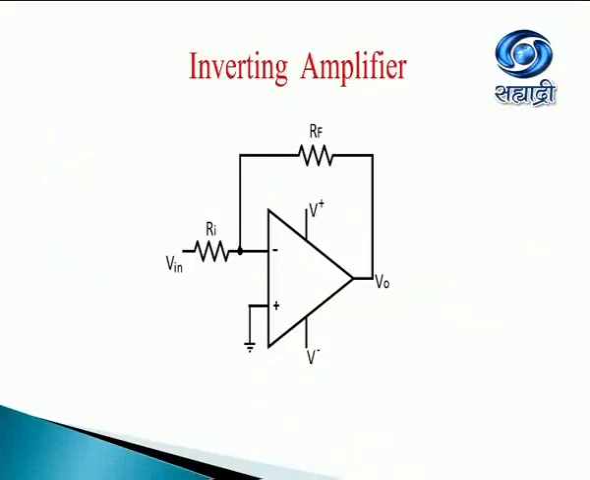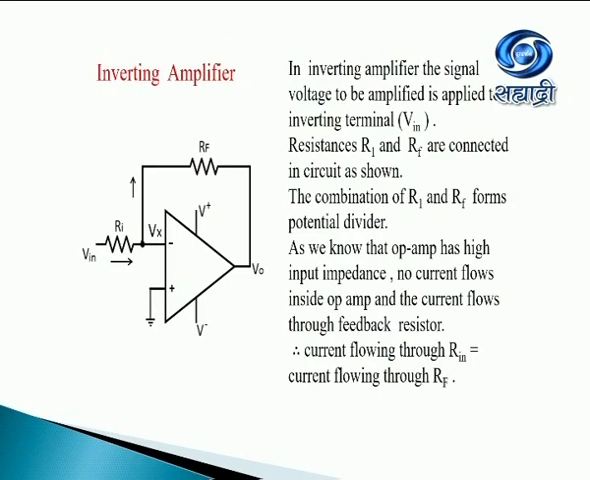Inverting amplifier. The figure shows an inverting amplifier circuit. In this circuit, there are two resistors connected. In an inverting amplifier, the signal voltage to be amplified, Vin, is applied to the inverting terminal. The resistances R1 and Rf are connected in the circuit as shown. The combination of R1 and Rf forms a potential divider.